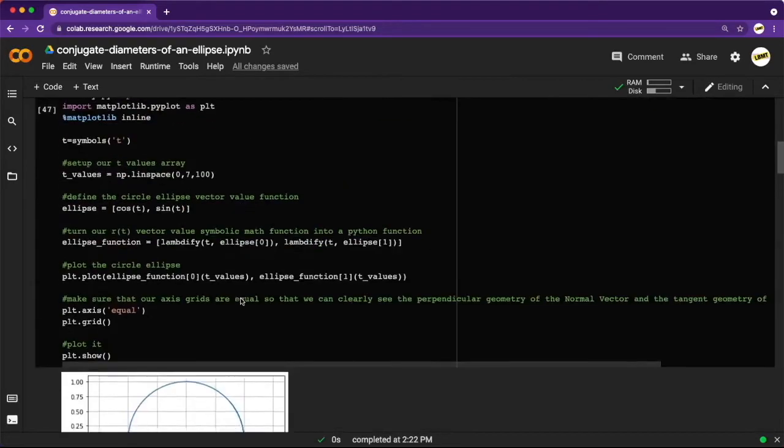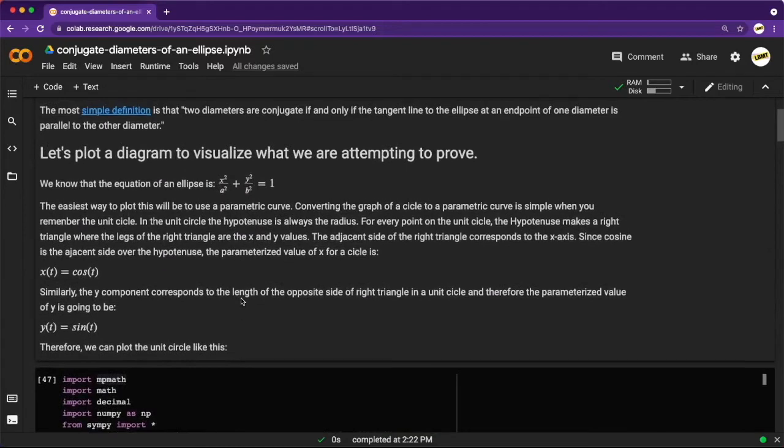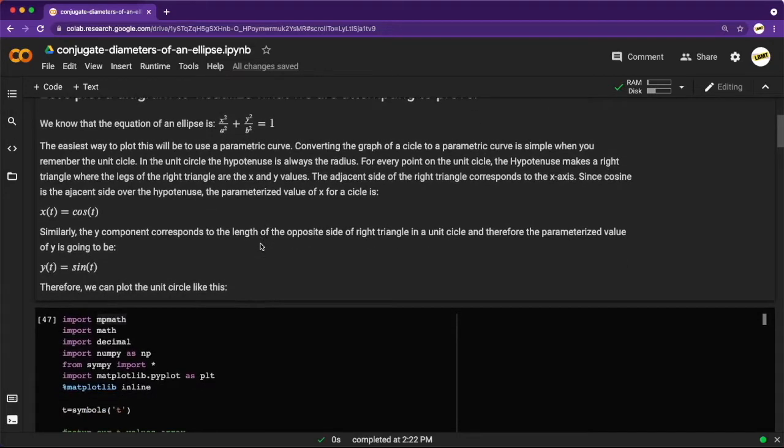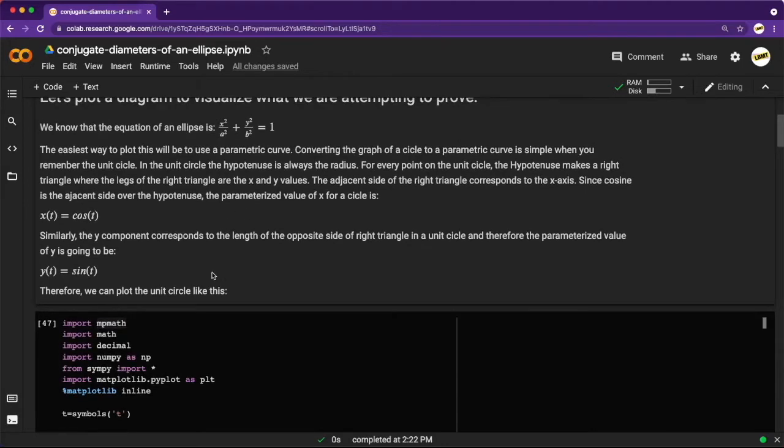So the first thing I like to do when I'm trying to prove something is get a really good diagram to visualize it. Especially when you're writing a program to diagram something, you're going to learn a lot about that function. So where do we start? Well, we know that the equation of an ellipse is x squared over a squared plus y squared over b squared equals 1. And the easiest way in Python a lot of times to get something plotted is to parameterize the curve. So how do we parameterize a curve that is an ellipse?